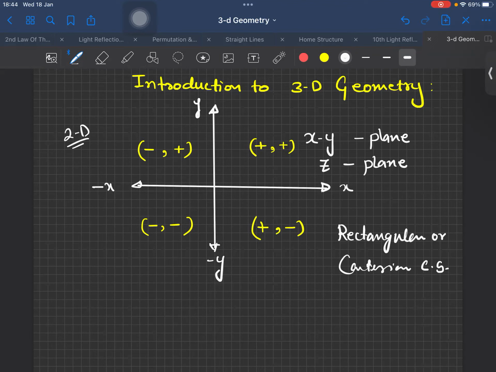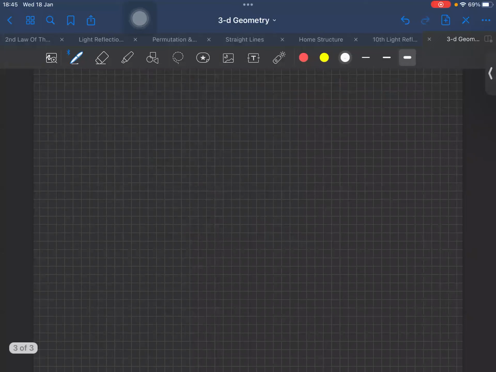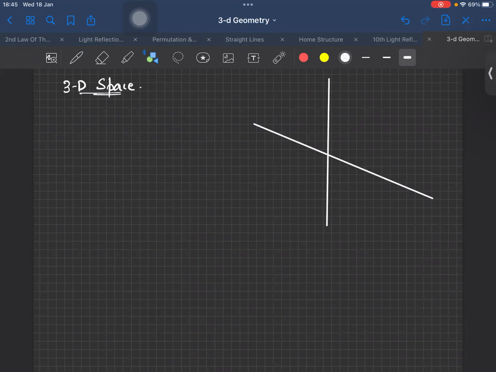Now, when we are saying 3-dimensional geometry, we are not studying about plane figures only. Now we'll be studying about 3D space. That means we have the x-axis, and let's say this is y. Any axis we can represent. Let's say this is z. So this is x, y, and this is positive z.